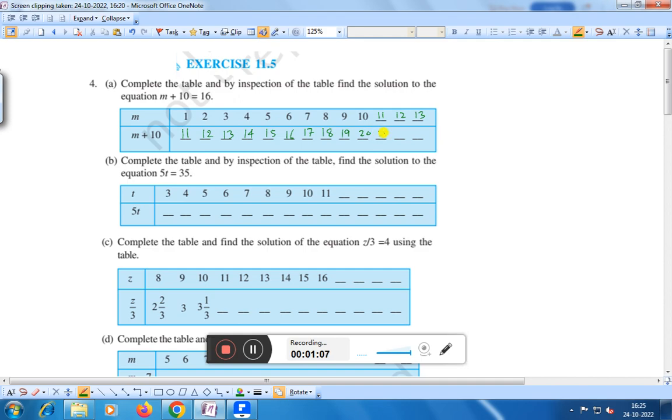11 plus 10 is 21. 12 plus 10 is 22. And 13 plus 10 is equal to 23.